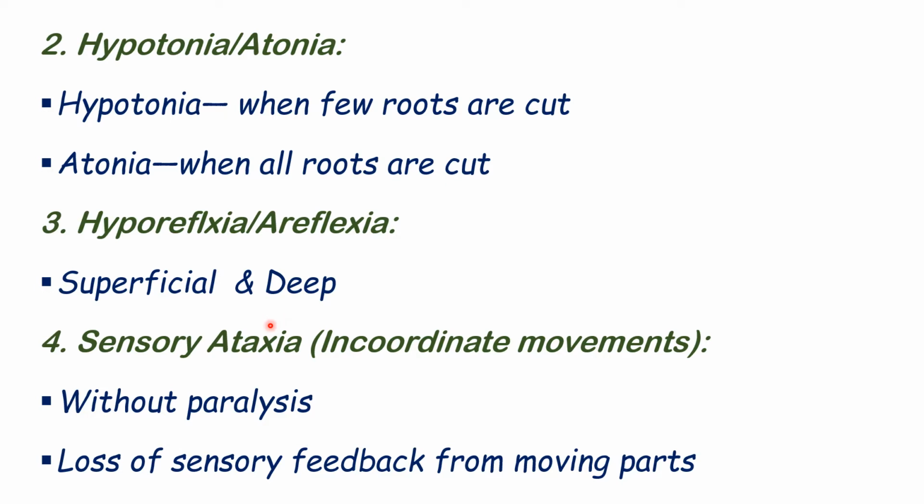Then the sensory ataxia. Ataxia means incoordinate movements, that is, the movements are not coordinated. It is complete chaos of movements. Here the ataxia is known as sensory ataxia. Why do we call it sensory ataxia? Because here there is no paralysis of muscles, but still you get ataxia, the incoordination of the movements. Why does this incoordination of movement occur?